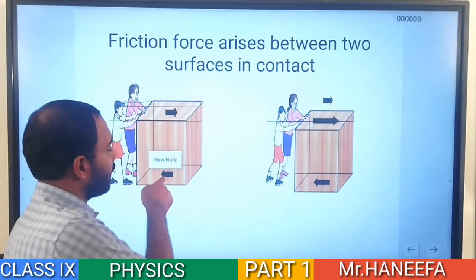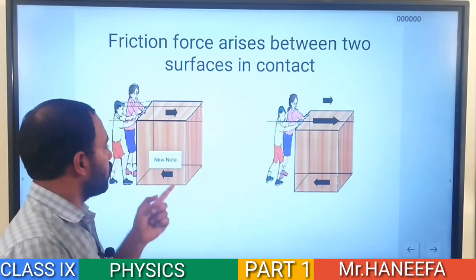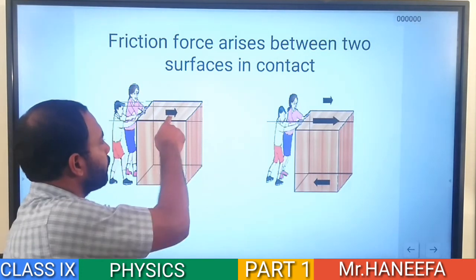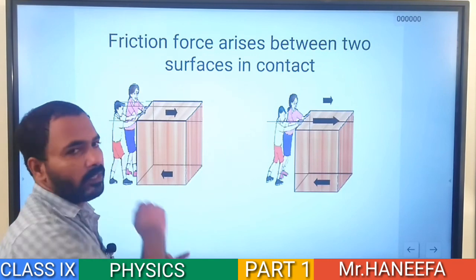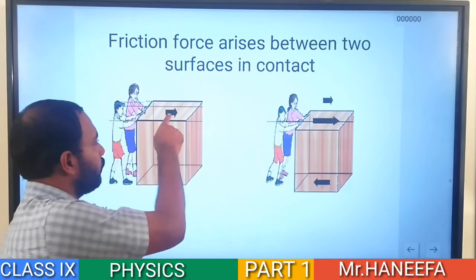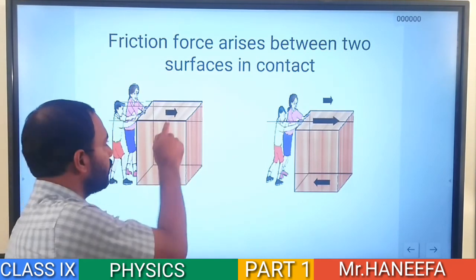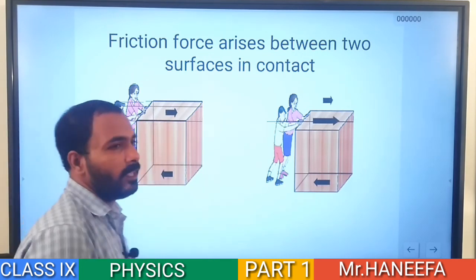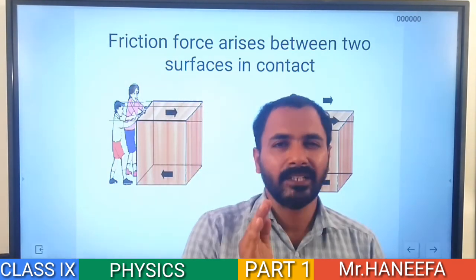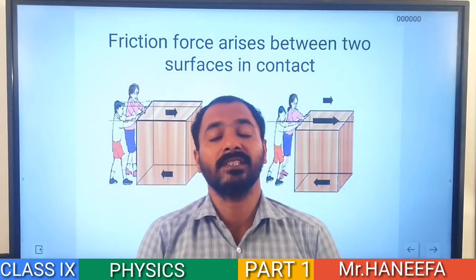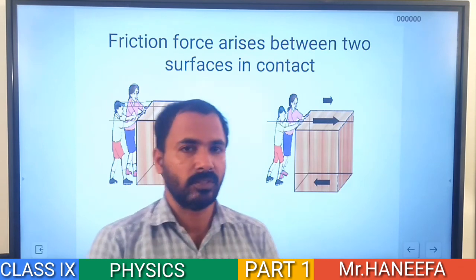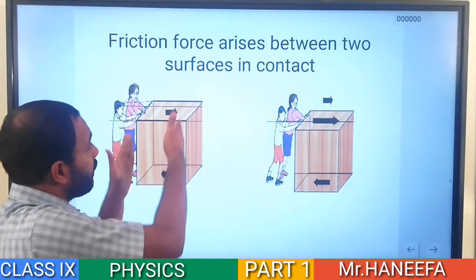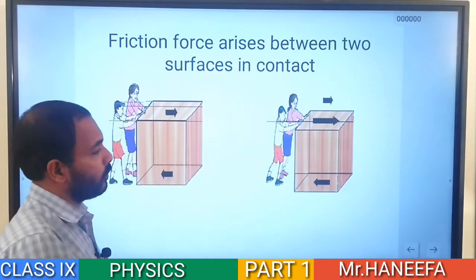This is the direction of the frictional force. This frictional force opposes the total force. This is the applied force. This is the frictional force. This frictional force opposes the applied force. That means the applied force and frictional force are equal and opposite. So this block remains at rest. This is an example of balanced force.